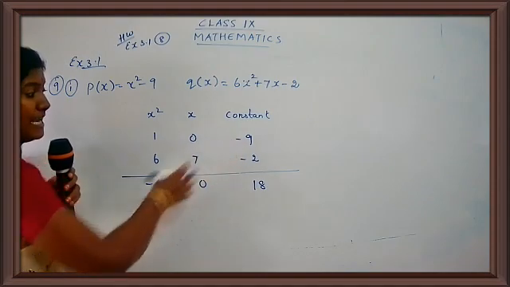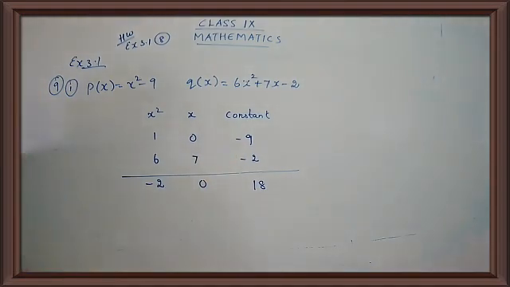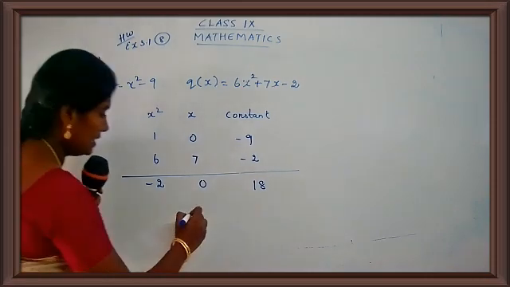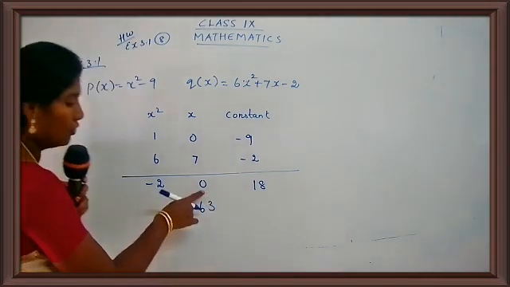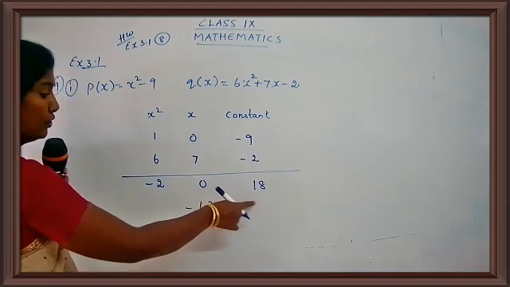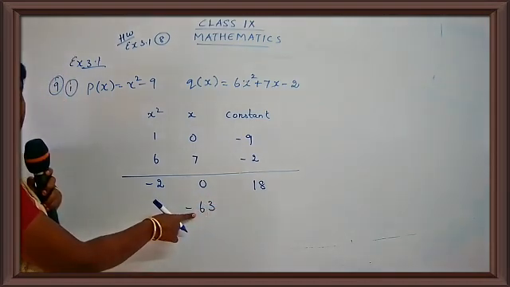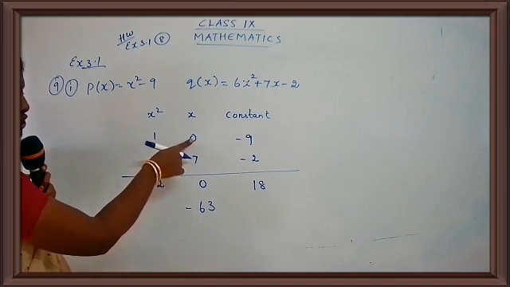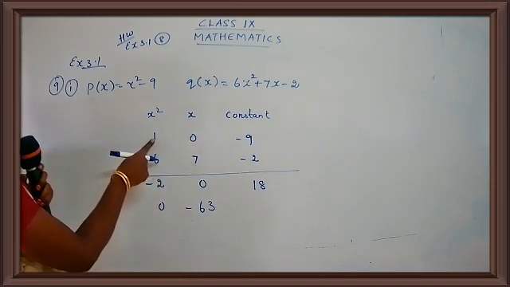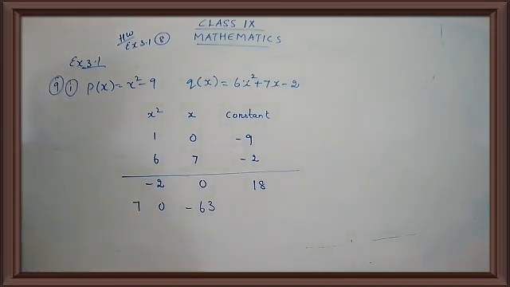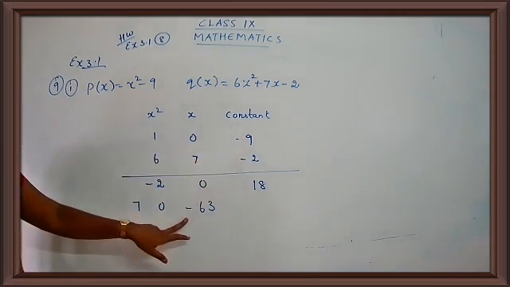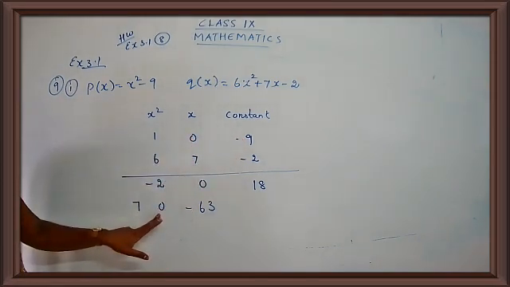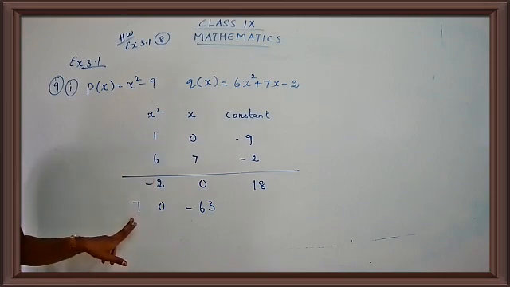So 7 into minus 9. What is 7 into minus 9? 7 nines are 63. How many minus signs are here? Only one minus sign, so the answer will be minus 63. Put here minus 63. You will not write this answer over here; you have to leave one place and start the answer here. Now, 7 into 0, 0. 7 into 1, 7. So 7 into minus 9, minus 63. 7 into 0, 0. 7 into 1, 7.